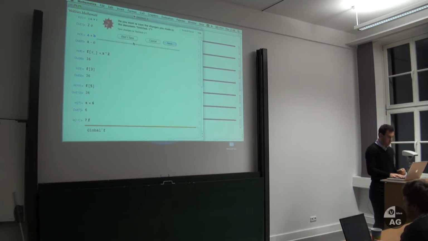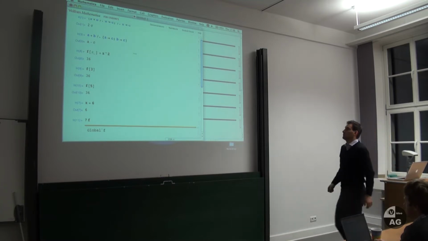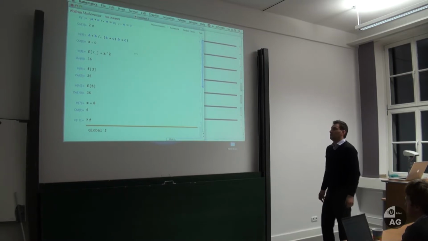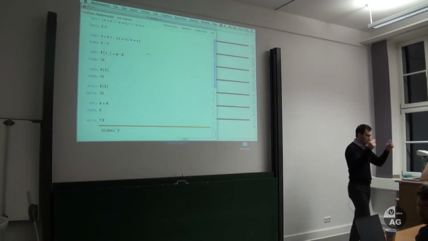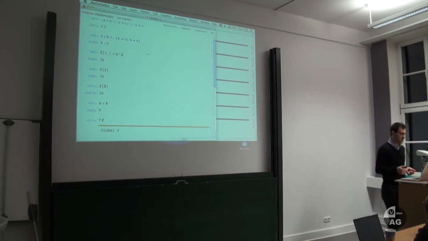Is there scoping in Mathematica? Sorry? Is there scoping? Because in other programming languages, the x would be bound to the pattern. Yeah, not in this particular case, unfortunately. The two things are not bound to each other.